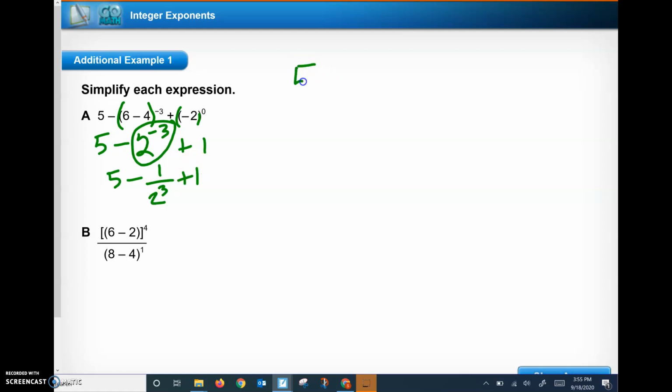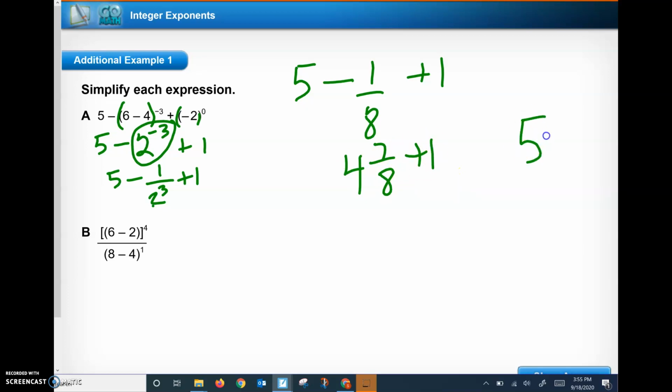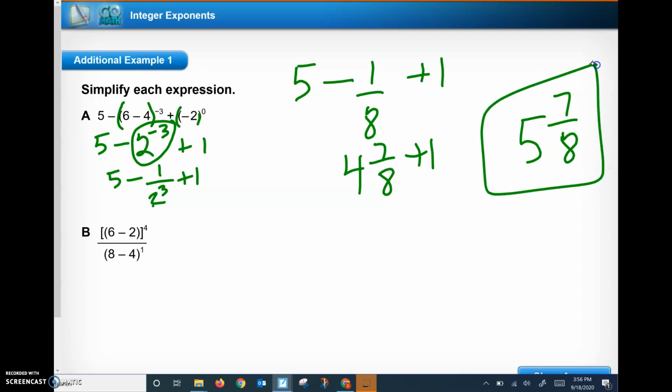So we have 5 minus, and 2 to the 3rd is 8. So we have 5 minus 1/8 plus 1. Well, 5 minus 1/8 is going to get us to 4 and 7/8, and we're going to add 1 to that. So we have 5 and 7/8. So 5 and 7/8 is going to be our final answer. Remember, some of the stuff you can use your calculator for.